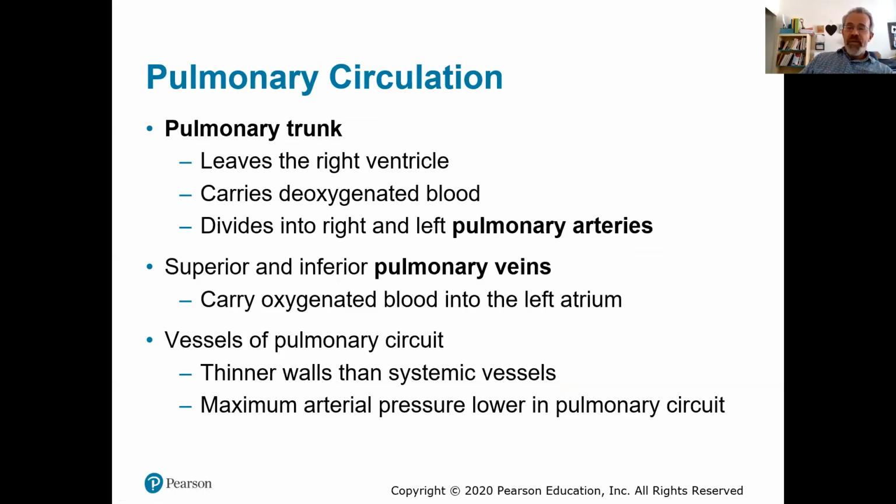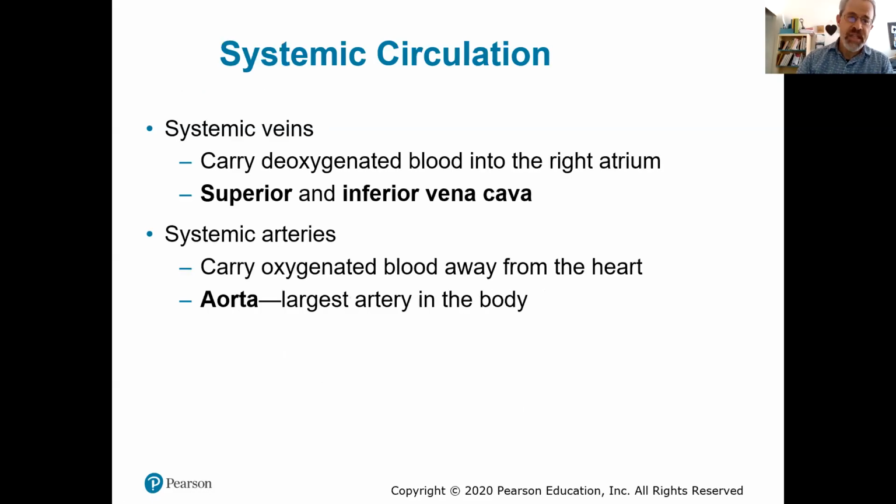Okay, the pulmonary, then of course from the pulmonary arteries, blood goes to the lungs, dumps off CO2, picks up oxygen. Oxygen then comes back through the pulmonary veins, back to the left atria. What else can we see at the pulmonary circuit? Because blood does not have to flow as far, it's only going between the lungs and the heart, the walls of the vessels are thinner, and the arterial pressure in the body is lower in the pulmonary circuit than it is in the systemic circuit.